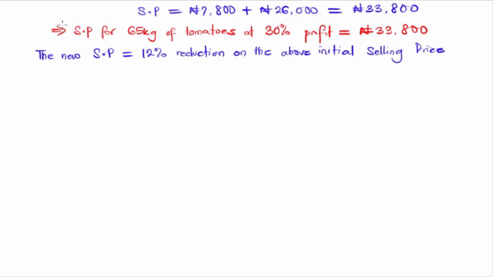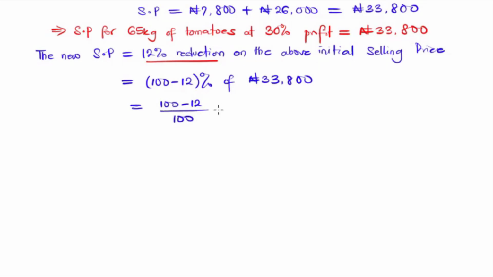Again, we just need to be careful here. We are told that it's a 12% reduction, and the reduction makes it quite interesting. Reduction means we are reducing from a whole. The whole is 100%, and the reduction is by 12%. So we have 100 minus 12% of 33,800 naira. That is 100 minus 12 over 100 multiplied by 33,800 naira. If you evaluate that, 100 minus 12 is 88.